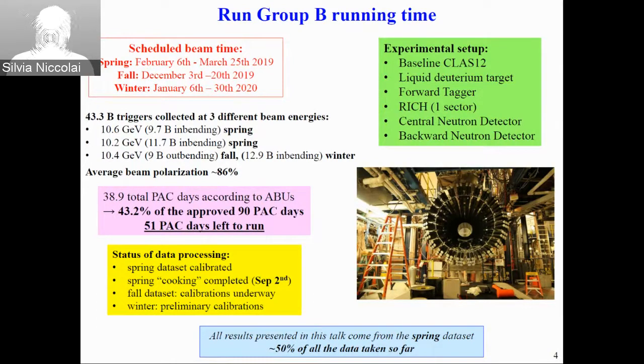So we have 51 PAC days that are left to run, and this is what we ask the PAC to accord us. The data that were taken are being processed. And as it was the first data taken, we had more time to devote to the spring data set, which has been calibrated. And we just completed the reconstruction procedure at the beginning of September. And the results I will present in this presentation come all from the spring data set and correspond to roughly 50% of the data taken so far. The other two periods are undergoing calibrations, and we are about to start reconstruction for the full data set.